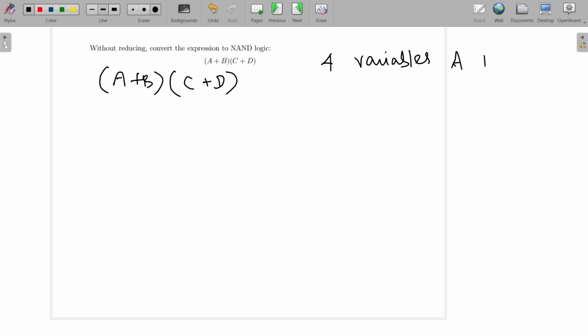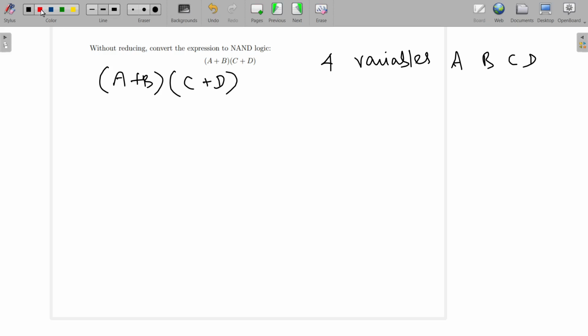So now we are going to do some problem on digital electronics. The question is: without reducing, convert the expression to NAND logic. Here we are given (A plus B) AND (C plus D). Four variables we have: A, B, C, D.